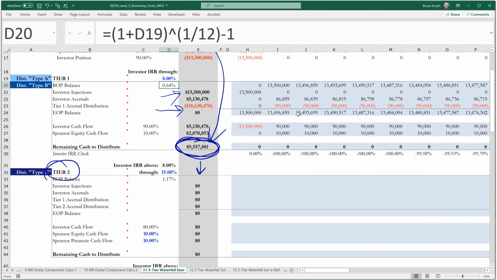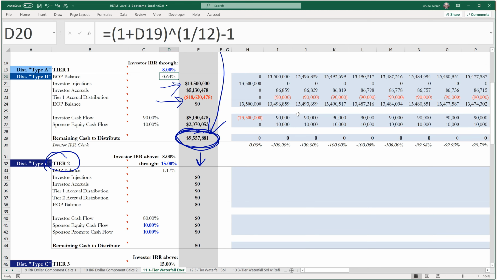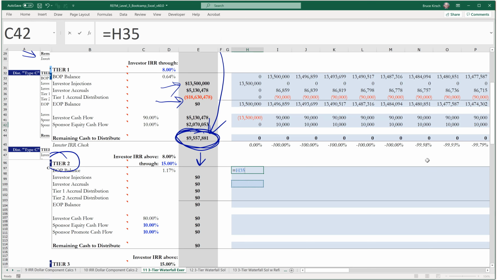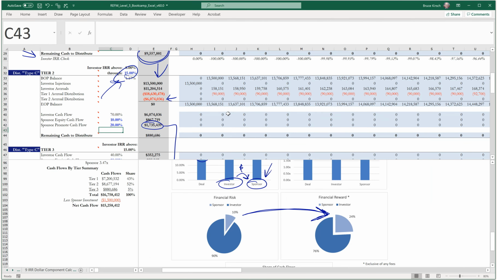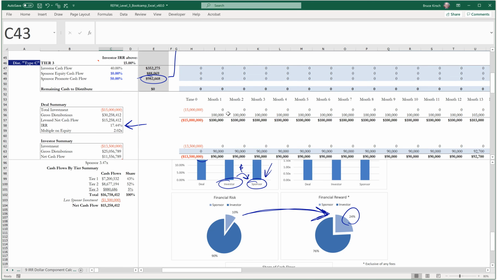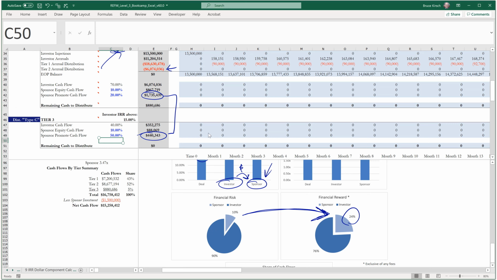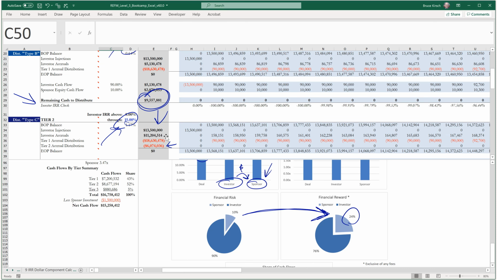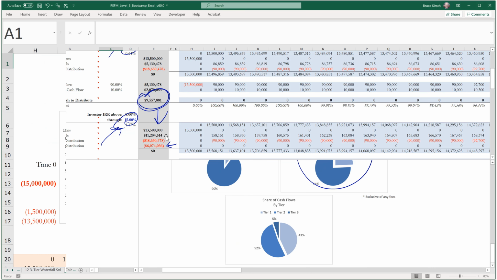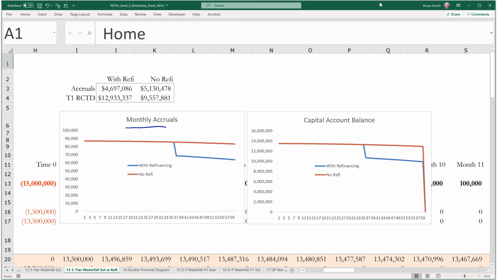So let's go ahead now and step into tier 2. The beginning of period balance could increase to 20 here. And so this went from 21 to 24. Similarly, this promote could come up even higher. That could become 60. So there's really two sets of inputs that can be manipulated to change how this financial reward pie shakes out, and it's really a result of monthly accruals and then the capital account balance.